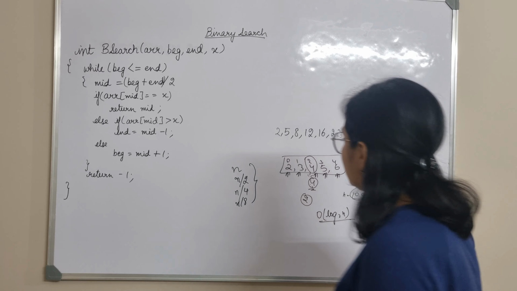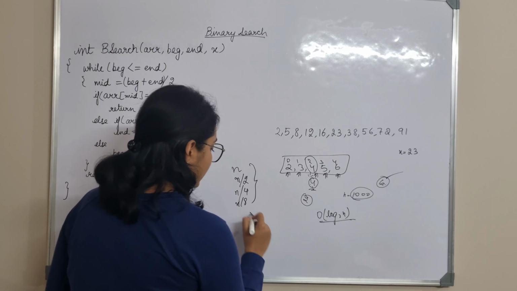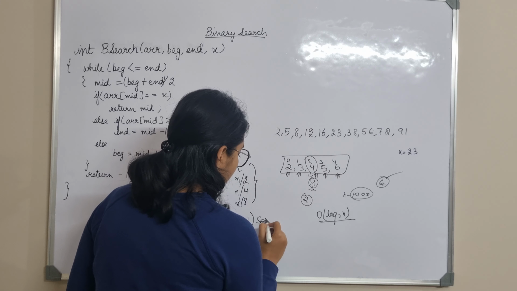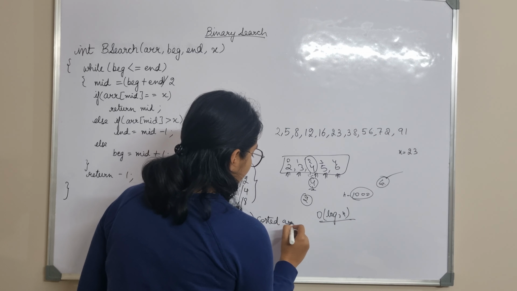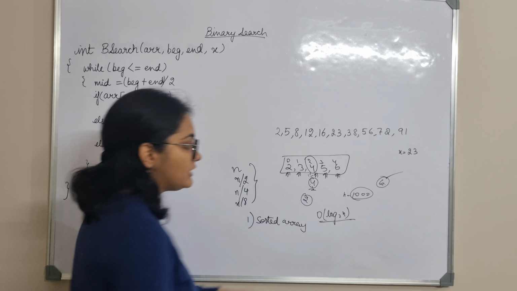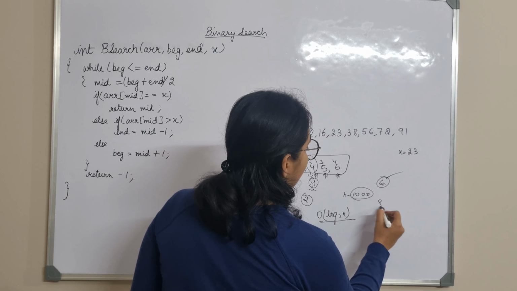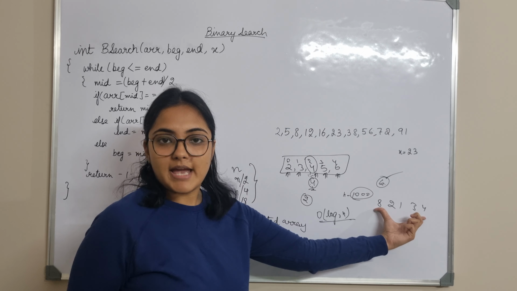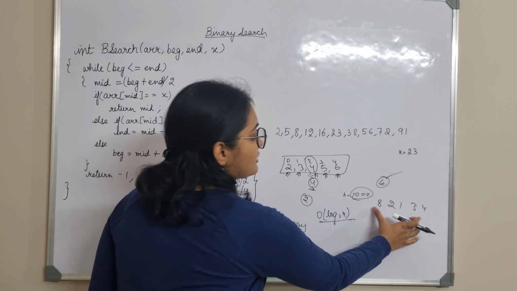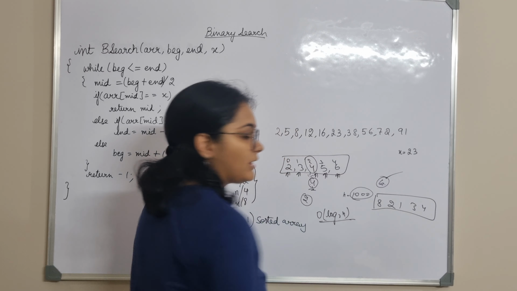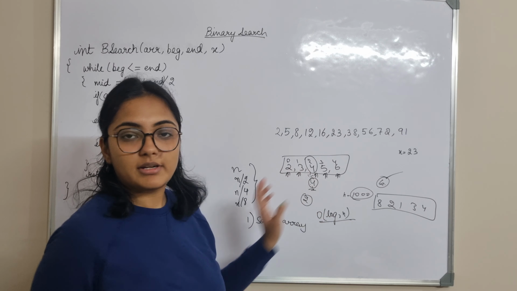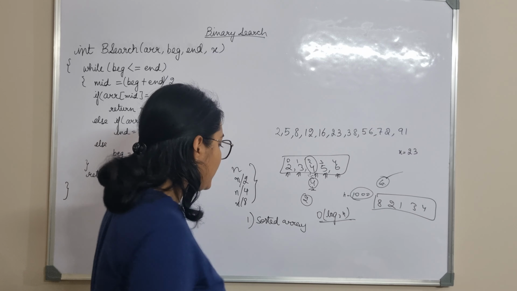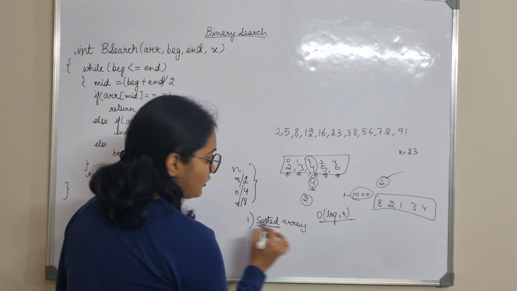So let's talk about them. One thing is that the array needs to be sorted. In case of linear search, that's not the case. Even if it is 8, 2, 1, 3, 4, we can still search for 4 in the array, right? But binary search won't work on such type of arrays. Binary search only requires sorted arrays, either ascending or descending. So one thing is it works on sorted array.